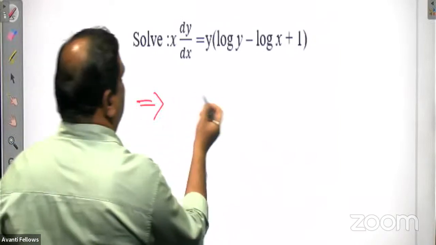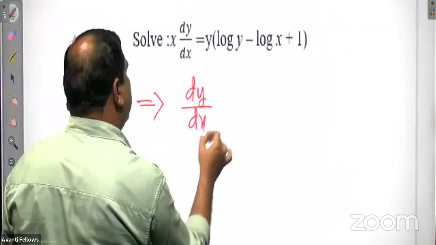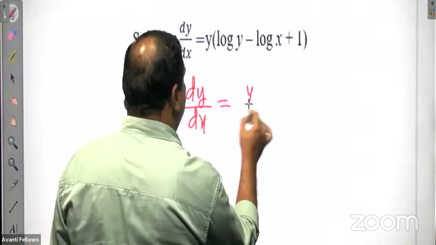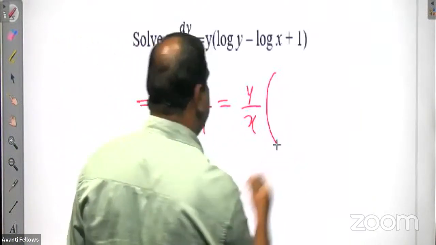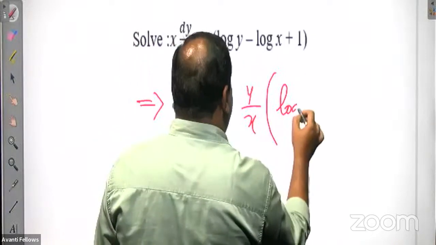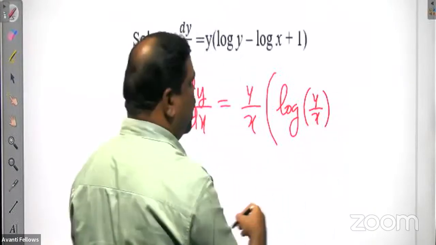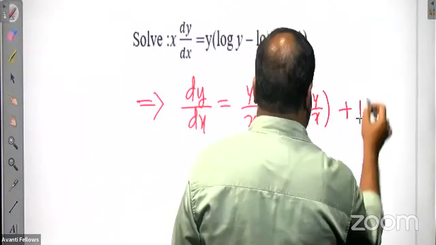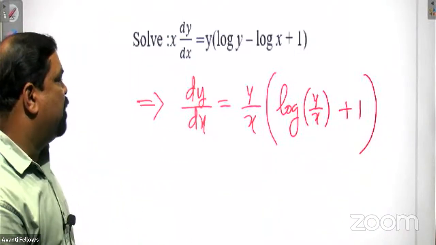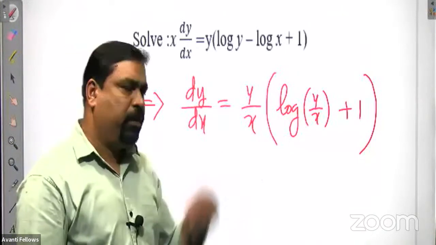So this can be modified as dy by dx equal to y by x into log y minus log x, which can be written using the property of logarithm as log of y by x, plus 1. So dy by dx equal to y by x into log of y by x plus 1.